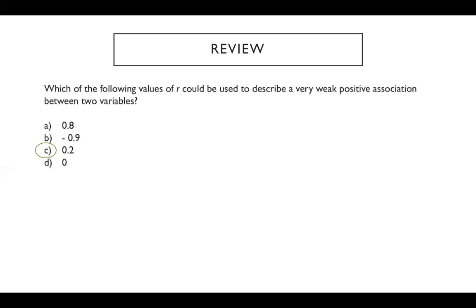So you want to make sure that your number is positive first off, and then out of the positive numbers, you just pick the one with the lowest correlation. Yes, B is negative. I know the mind just goes right to negative being weaker, but actually that 0.9 would be a very strong negative association.